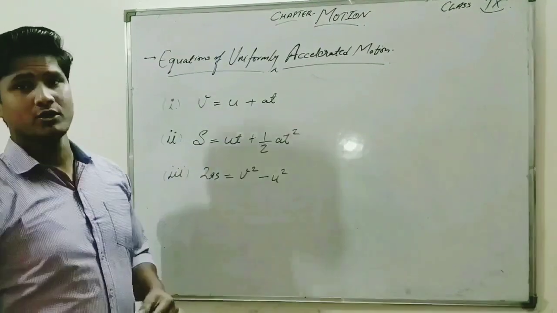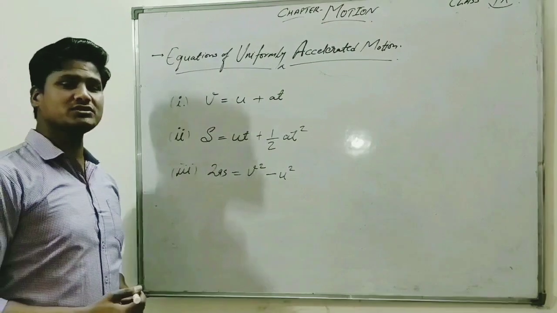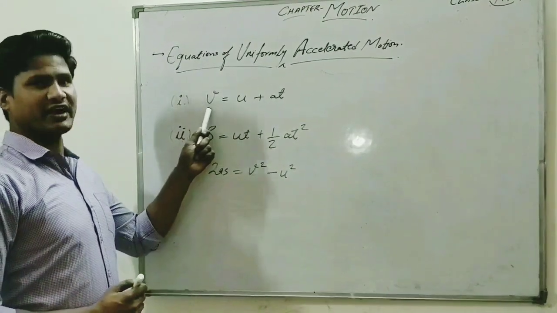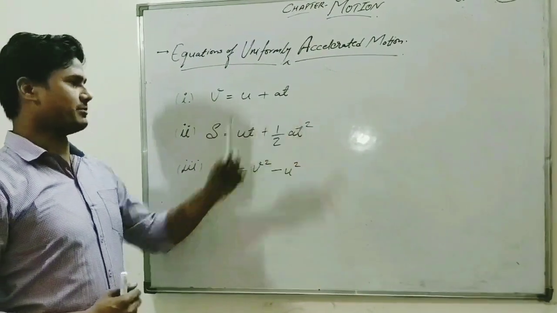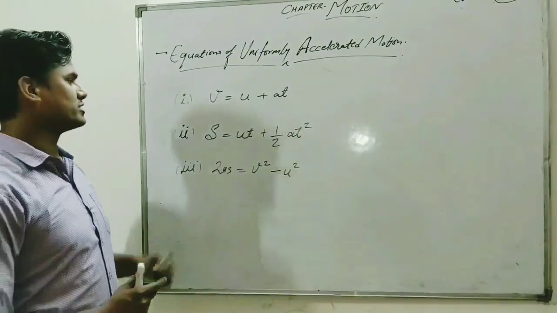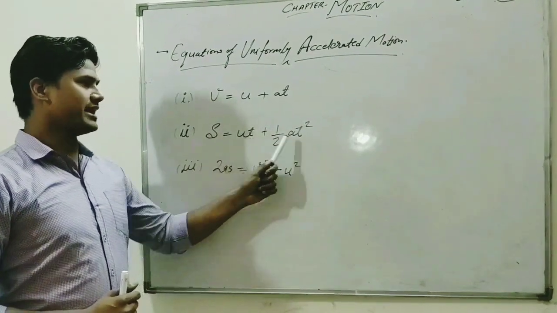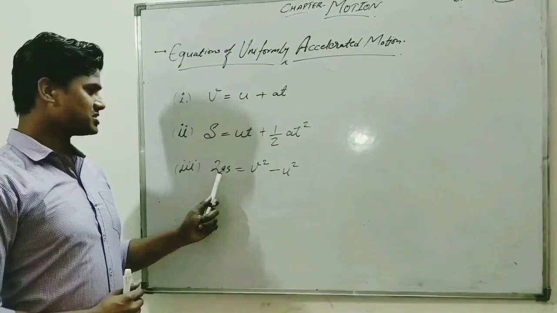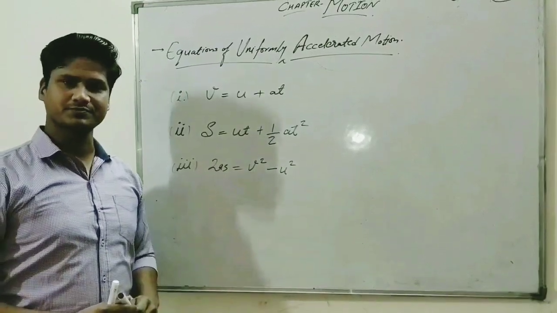These equations were given by Newton, and if you see these equations, these are the interrelationship between the terms velocity, that is final velocity, initial velocity, acceleration and time. Similarly, the second equation shows the interrelationship between distance, initial velocity, time and acceleration, and the third equation shows the interrelation between acceleration, distance, final velocity and initial velocity.